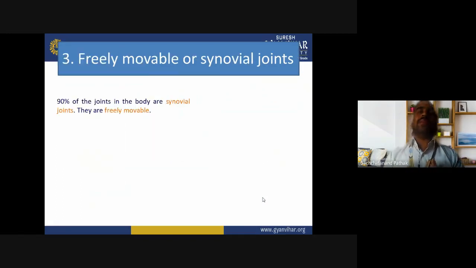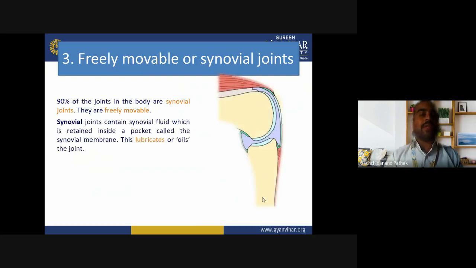Third one is the freely movable, or you can say the synovial joint. 90% of the joints in the body are synovial joints, and they are the freely movable joints. Synovial joints contain a synovial fluid which is retained inside a pocket called the synovial membrane.